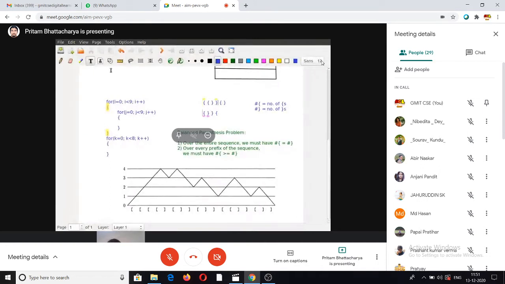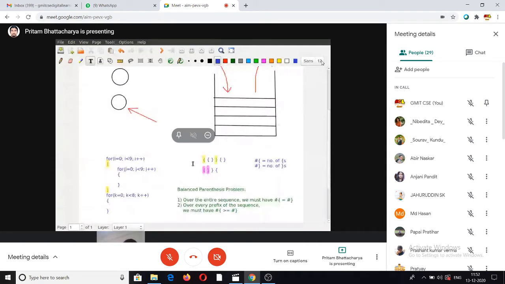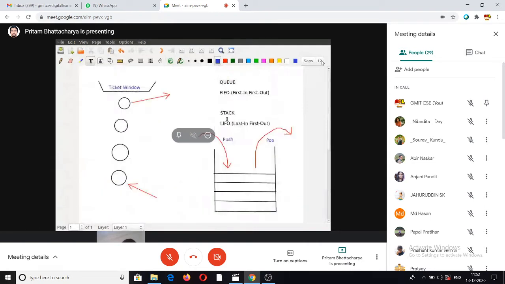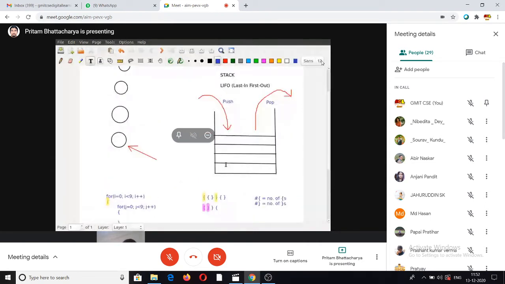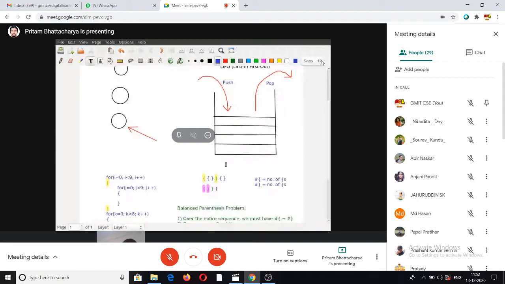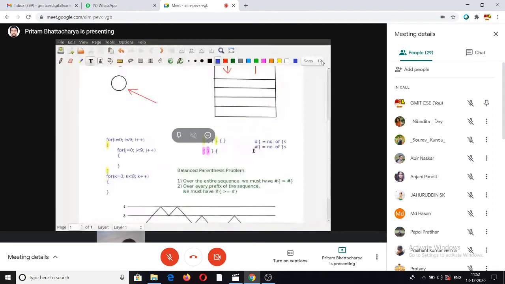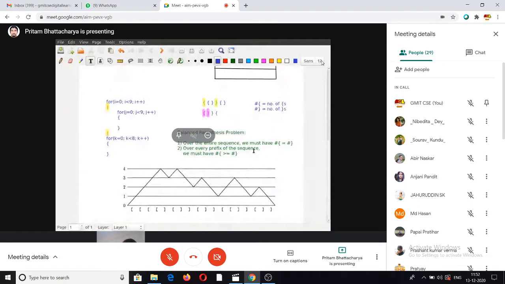Okay, so I hope the problem is clear. What is this problem of balanced parenthesis? Now I'll give you a nice method to solve this using this stack. So hopefully that will build some intuition regarding why stacks are useful. So this is one of the most fundamental problems that you usually solve using a stack.